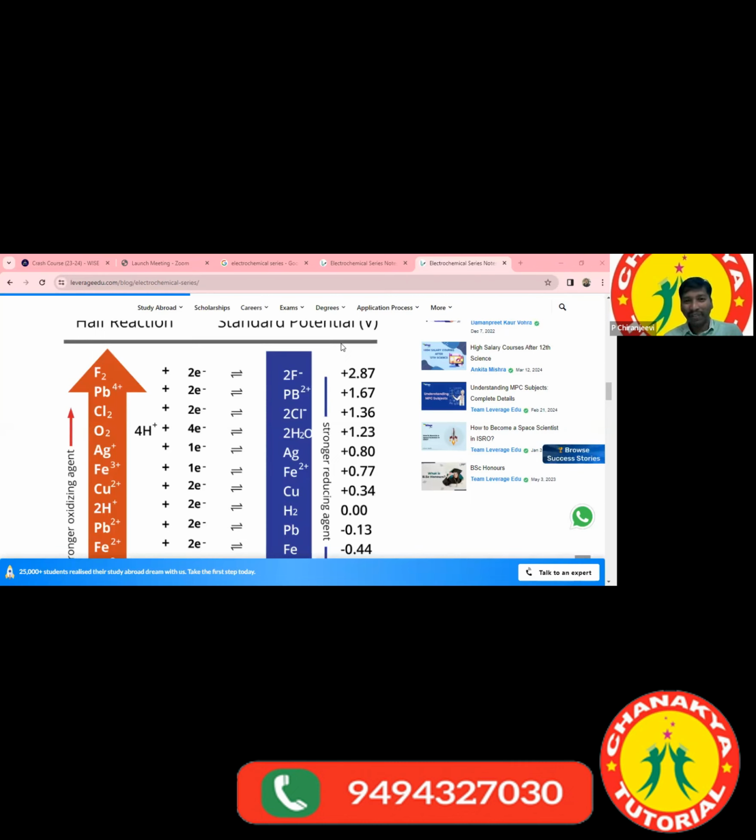Got it? Okay, so by removal or gaining of energy, we get some potential difference. And one more thing I'm thinking of here. I think everyone may have tried this. If you haven't tried, you can try it here.